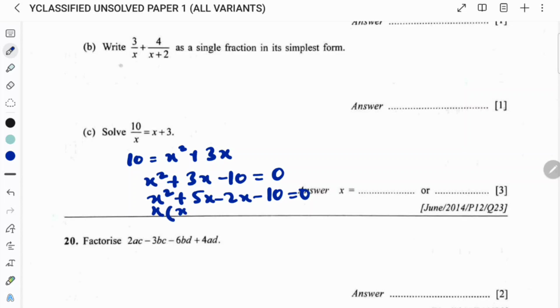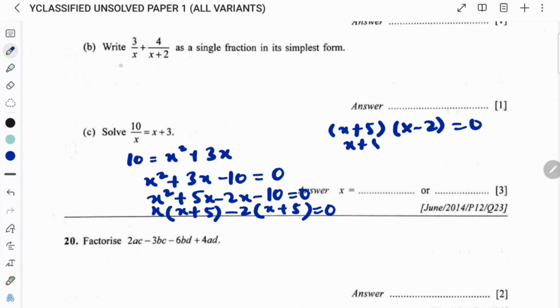So x common, x plus 5, minus 2 common, x plus 5. So you will have equals to 0. So (x plus 5)(x minus 2) equals 0. If x plus 5 is 0, then x is minus 5, and if x minus 2 is 0, then x equals positive 2. Minus 5 and positive 2 is the answer for this question.